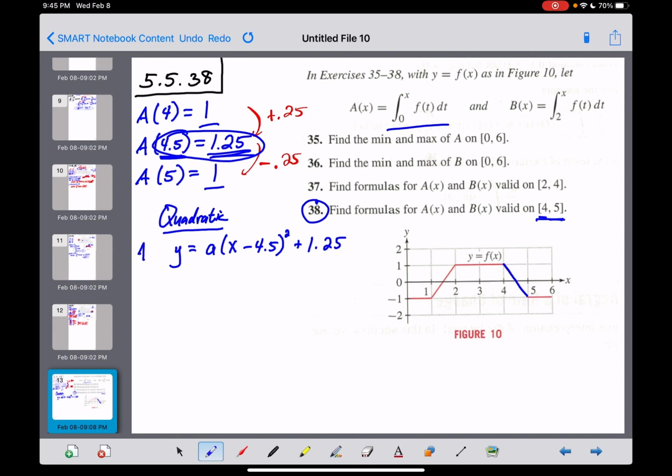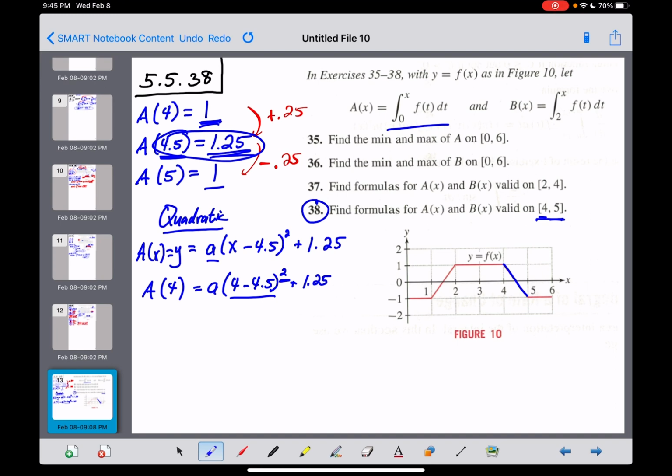So again, this is what I think I've got going on for a of x, but I'm not sure I know what a is now. Let's try a of 4 and make sure we end up with a 1. Now again, I don't know what a is, but 4 minus 4.5 squared plus 1.25. 4 minus 4.5 is negative 0.5. Negative 0.5 squared is a positive 0.25.